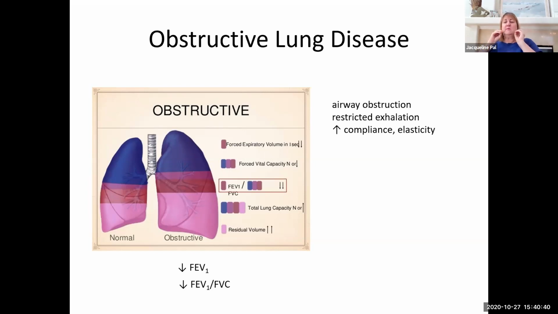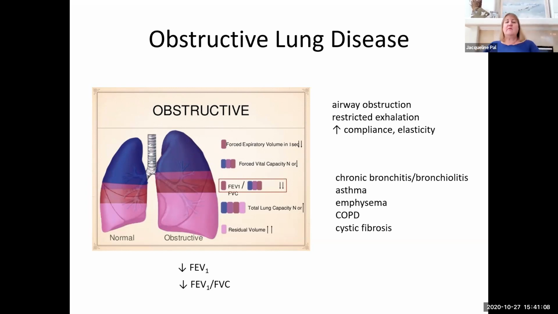If you purse your lips and exhale slowly, you're going to be much more likely to be able to exhale more of your lung capacity if you have an obstructive lung disease. But notice that's not going to be in the first second. People with obstructive lung disease have an increase in compliance and elasticity. Air gets in, everything expands, but things just don't exhale the way they should.